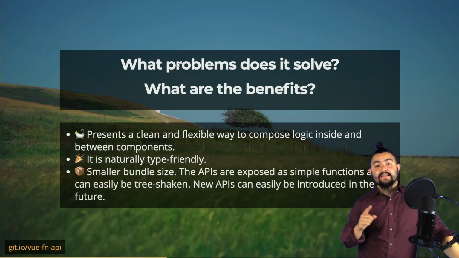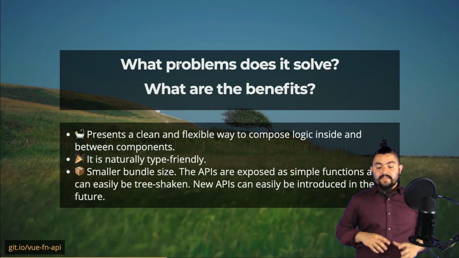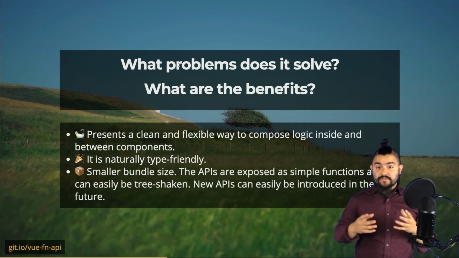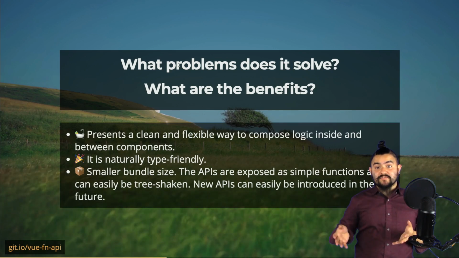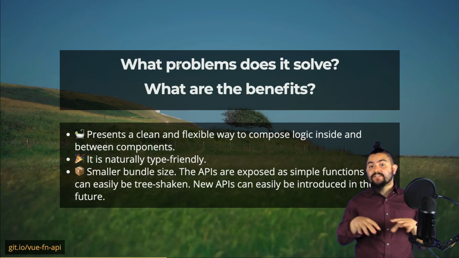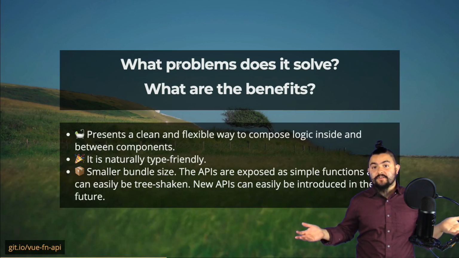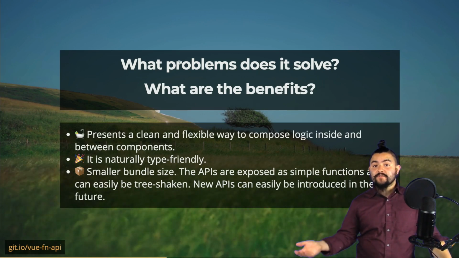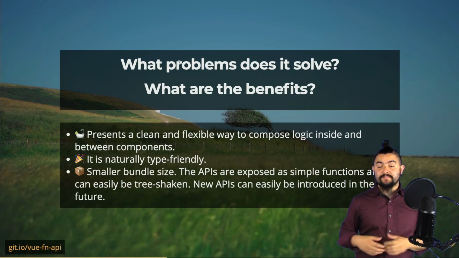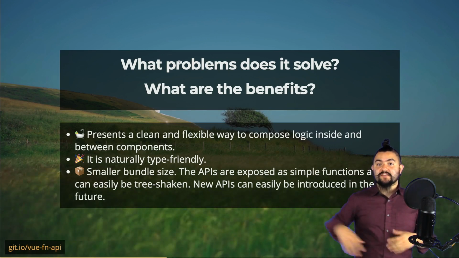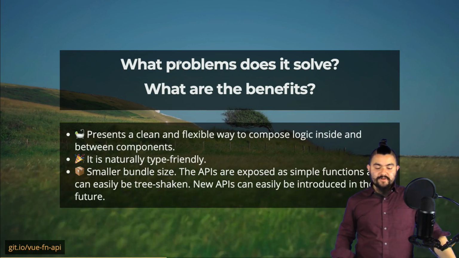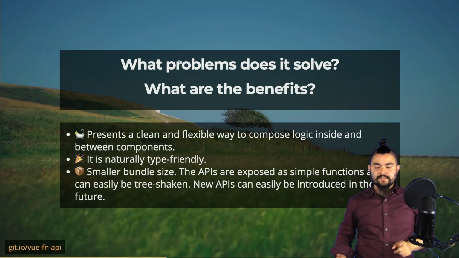And another one is that it has a smaller bundle size. The APIs that are exposed are a bunch of little functions, which I'm going to show you. And if you're not using any of those functions, when you bundle your app, you can easily tree shake those other functions away. And then also in the future, if they introduce new APIs, they're simply going to be new functions that you can import in. So you can start using new features later on. So it's super interesting. It has a lot of benefits.